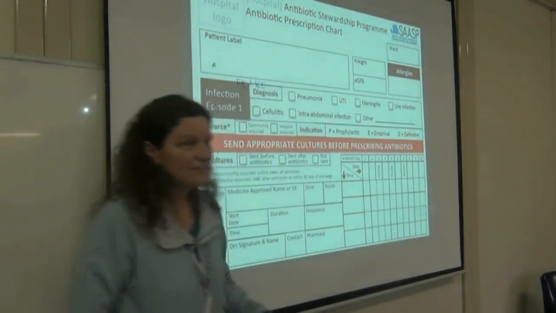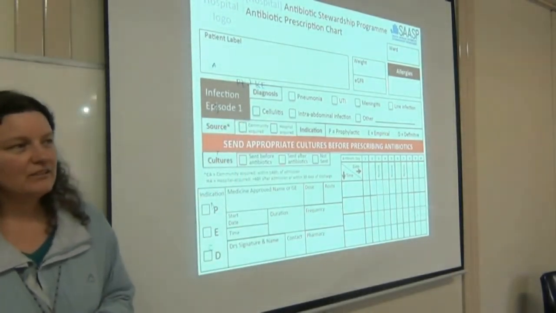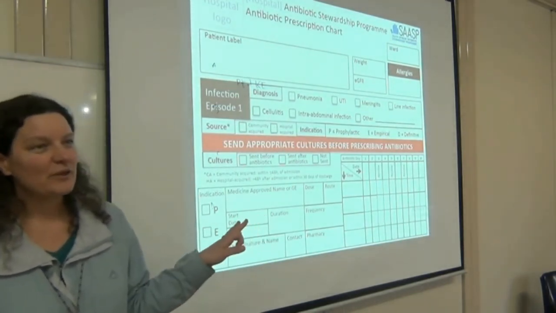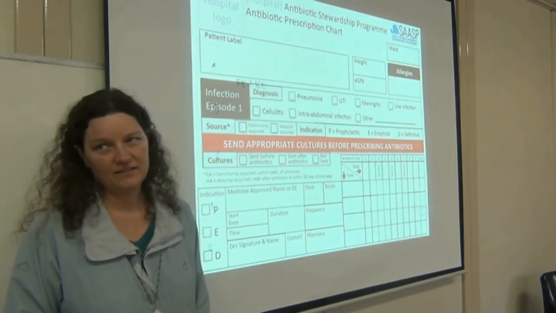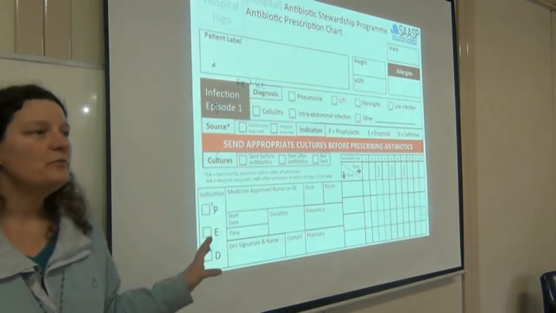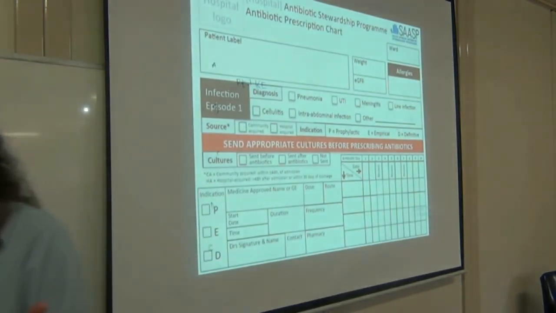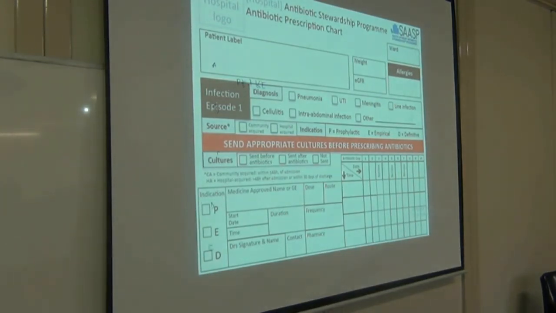The indication: is it prophylactic, empirical, or definitive? We'll talk about that one. Have the cultures been sent? So this form is really nice for the pharmacist, because then the pharmacist can know what is wrong and they can really assess if the right treatment is being given.